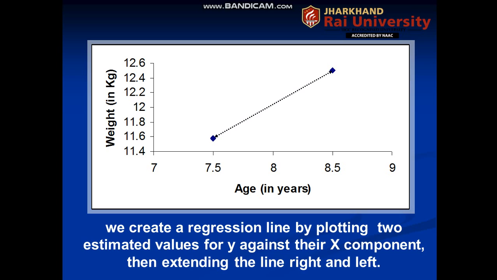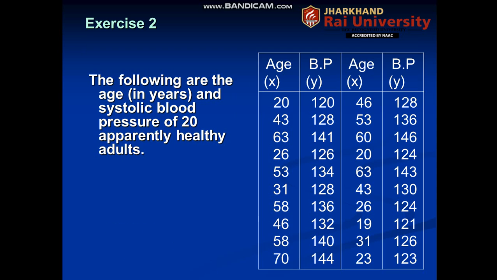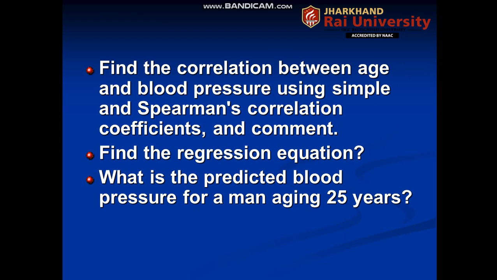So here we create a regression line by plotting two estimated values of y against their x components, the 7.5 and 8.5. So here we can see that the line is being drawn with the help of the relation. So similarly we have the second exercise. This is the same one of age and blood pressure. So we have to find the blood pressure for the age of 25 years.